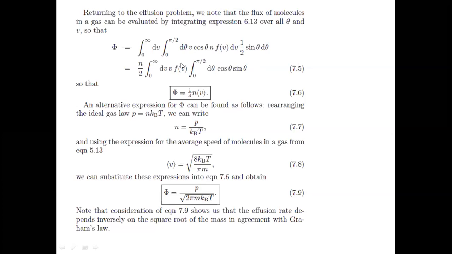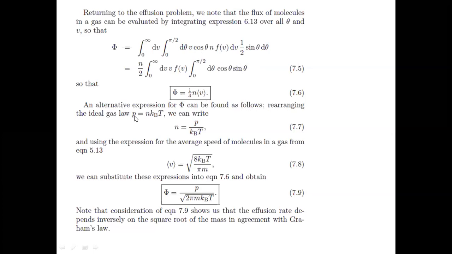And if you look at the integral, using the result of these integrals, we can get the flux equal to 1 over 4 n times the expectation value of the velocity. So an alternative expression for phi, or the flux, can be found as follows.